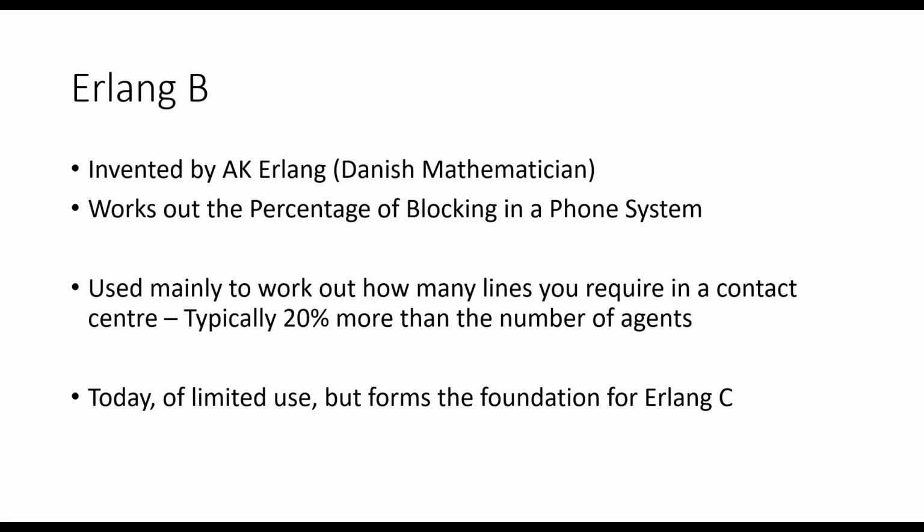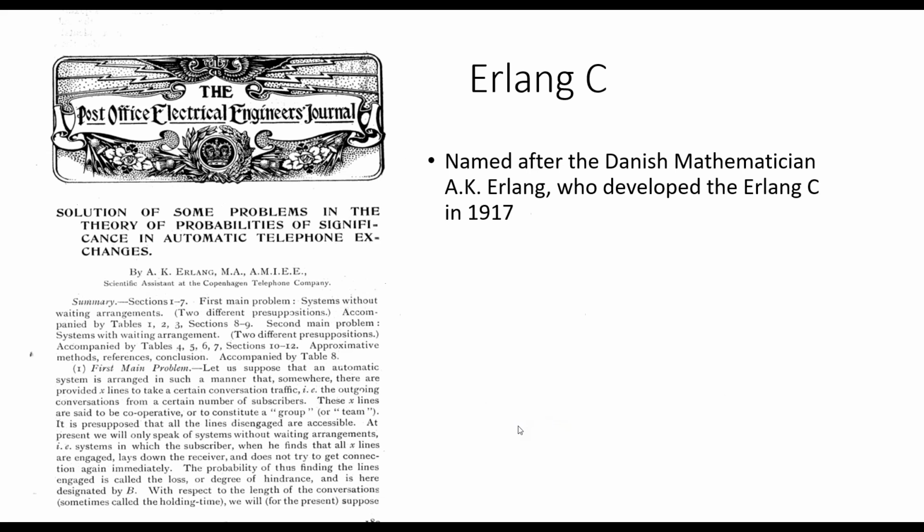But in essence, a quick rule of 20% extra would actually solve it for you. So it's limited use, but the Erlang B formula was very useful in forming the foundations for Erlang C. This here is the actual Erlang C paper, first published in 1917 in the Post Office Electrical Engineers Journal, so now over 100 years old, and a very useful formula.